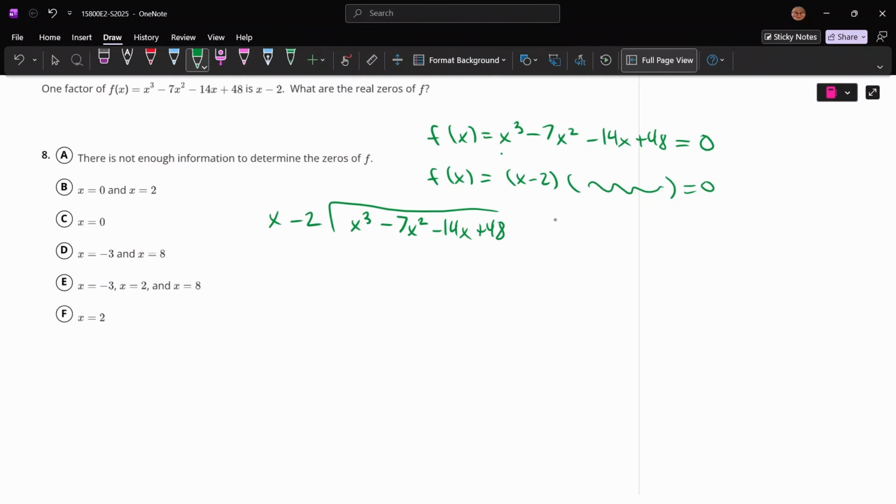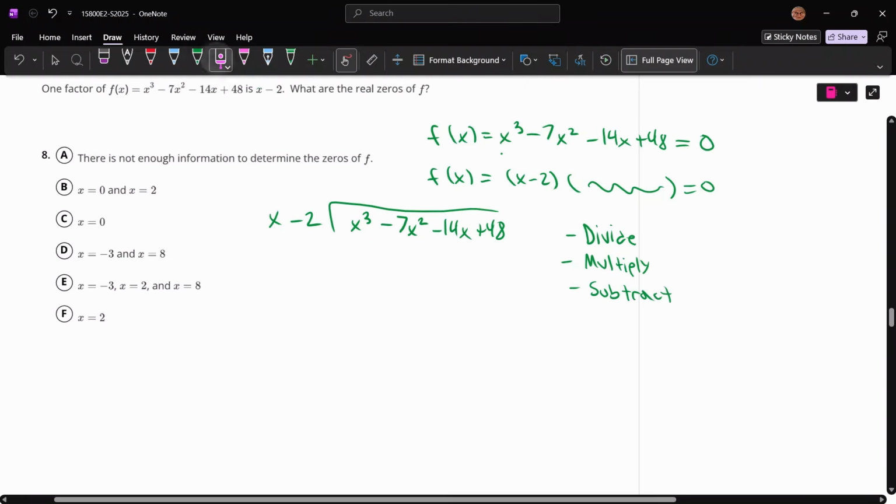Now there are three main steps I'm going to focus on for polynomial division: divide, multiply, and subtract. These are the three main things you want to focus on, and this will get you to an answer. So now let's start with the divide step.